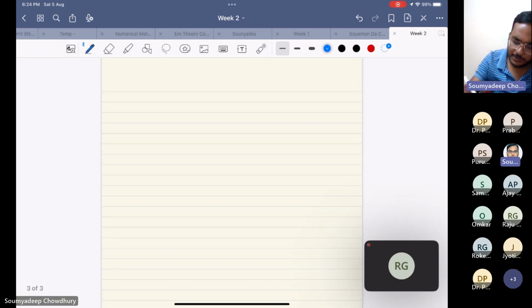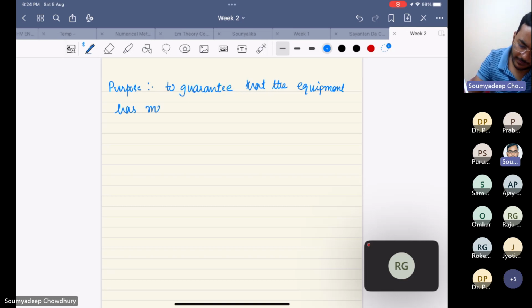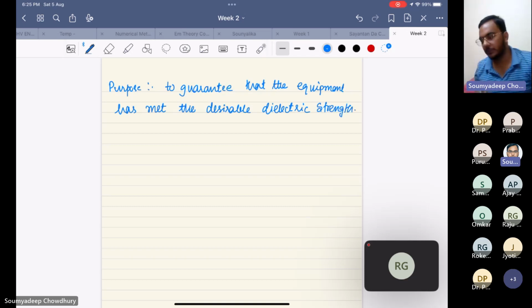So what is the purpose of an HV test? Its purpose is to guarantee that the equipment has met the desirable dielectric strength. So it is this dielectric strength which determines the performance of the insulation. So it is a quantifiable parameter by which we can say that yes, your insulation has met this requirement.